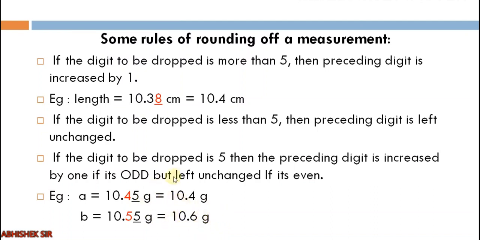Clear? Now if instead of odd it is even, what we are doing, we are leaving it unchanged. So 10.45, over here the preceding digit was even, so what we did, we kept that digit as it is, so that is 10.4. Clear? So these three rules that we have already applied somewhere in mathematics, but again let us revise it. So I hope by the examples you are clearing your rules.